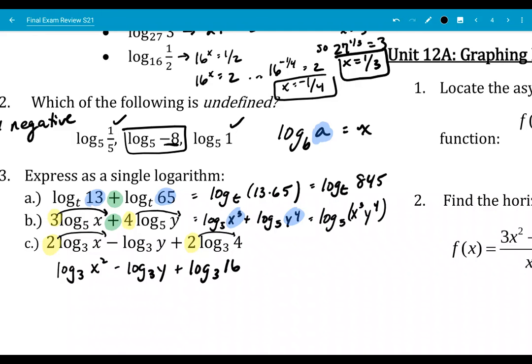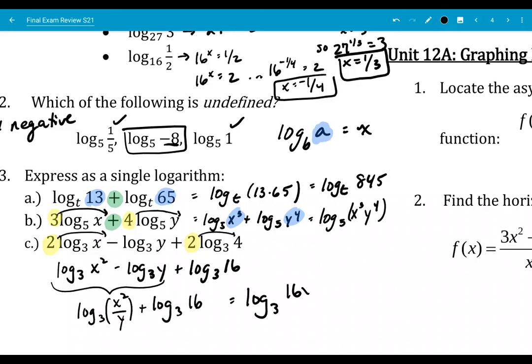So I'm subtracting these two terms here in the front, my first two terms. So this becomes division. So what I have here is log 3 of x squared over y plus log 3 of 16. So I'm multiplying x squared over y times 16. So that just becomes log 3 of 16x squared over y.